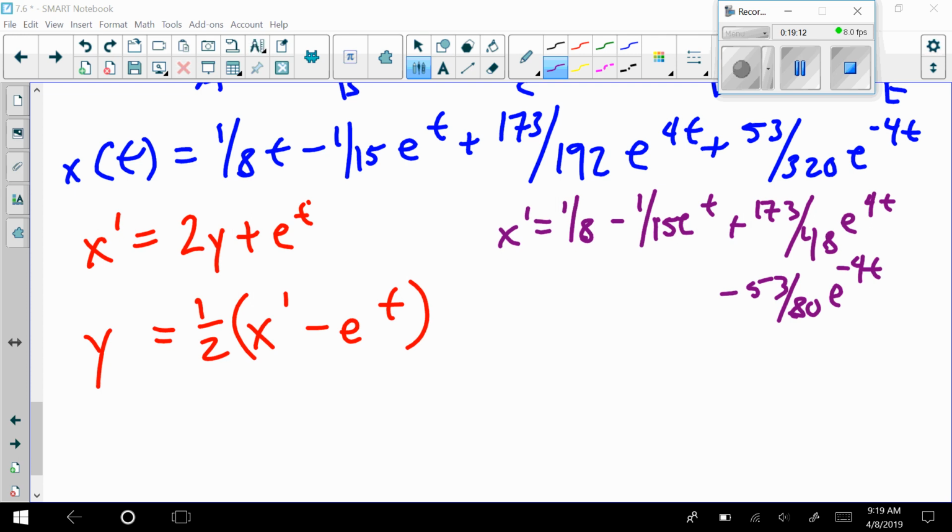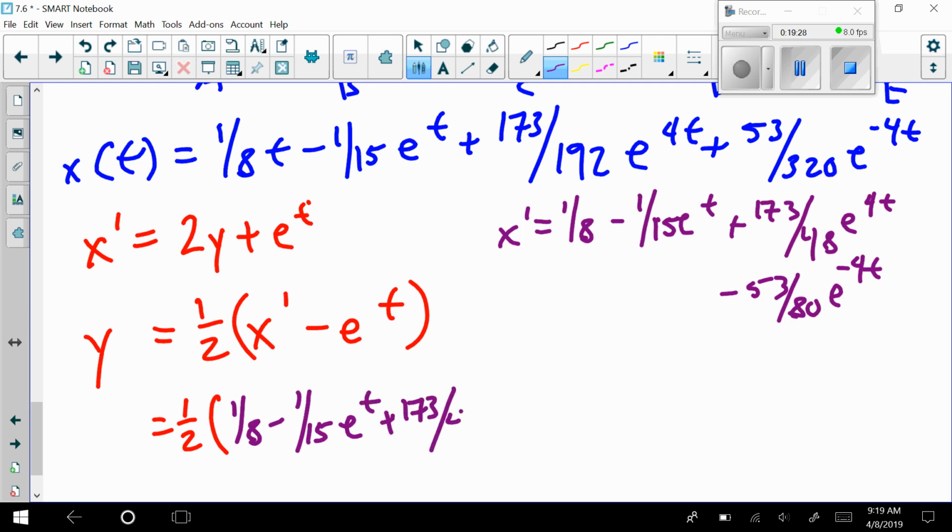There's my derivative, and I'm taking this purple part and I'm plugging it in now to the equation. So this is equal to 1/2 times, okay, my purple part, that's 1/8 minus 1/15 e to the t plus 173/48 e to the 4t minus 53/80 e to the negative 4t, and then I have my minus e to the t here.